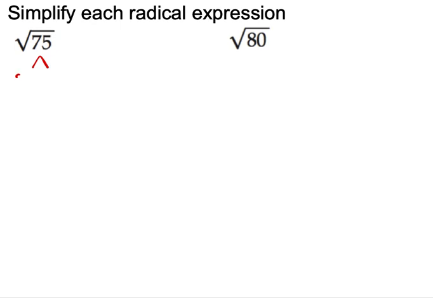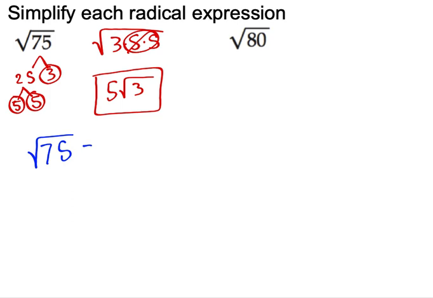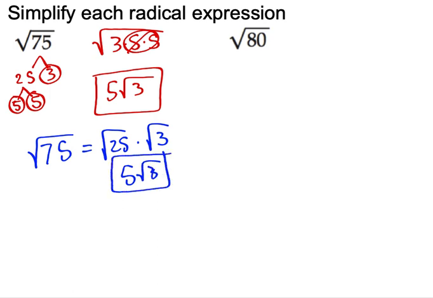75 can be simplified into 25 times 3. So 5, 5, and 3. Square root of 3 times 5 times 5. And we can pull out a set of 5s, and we're left with the 3 inside. Now with method 2, square root of 75 is the square root of 25 times 3. Square root of 25 is 5, giving us 5 square roots of 3.